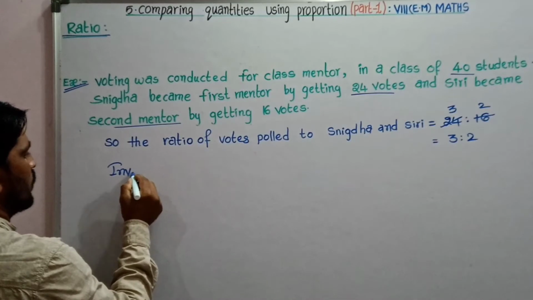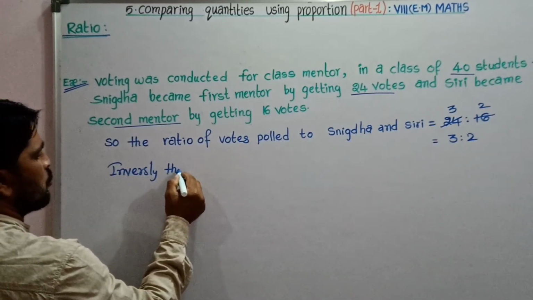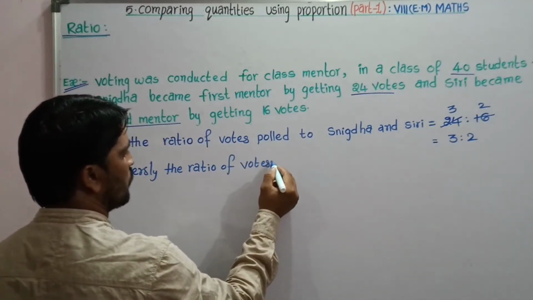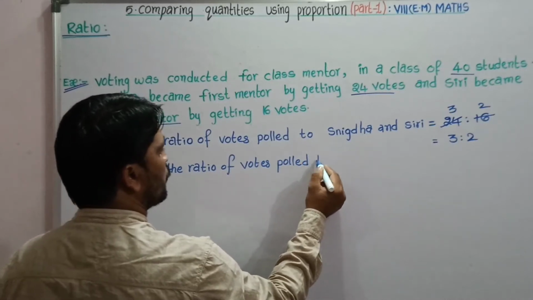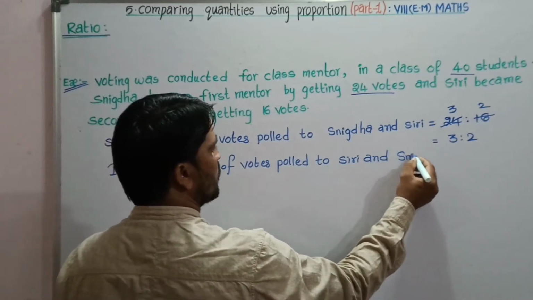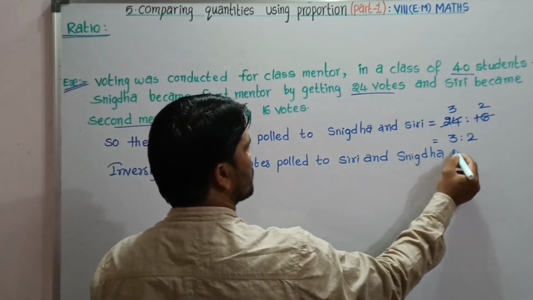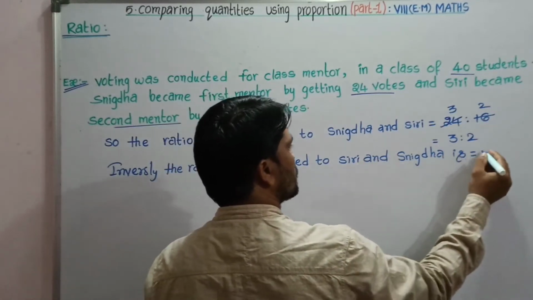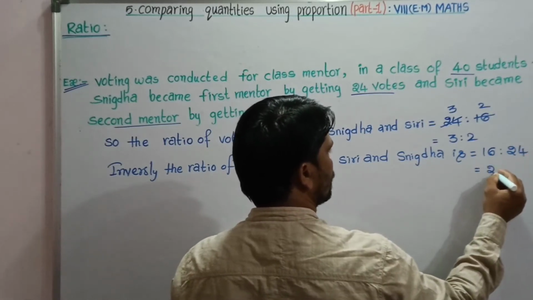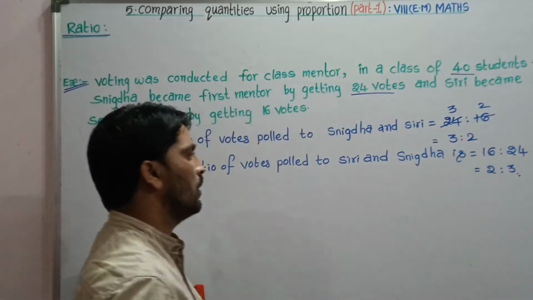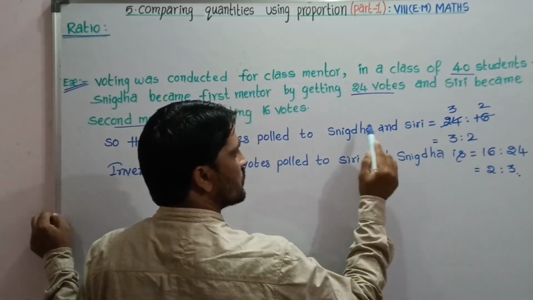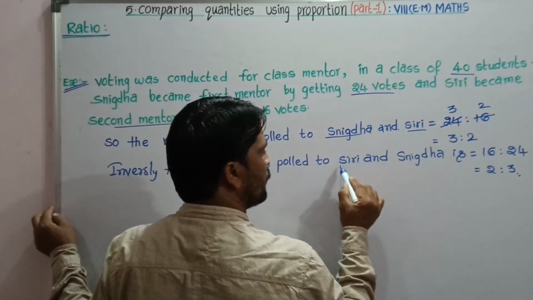Inversely, the ratio of votes polled to Siri and Snigdha is equal to: Siri got 16 votes whereas Snigdha got 24 votes, which is equal to 2:3. Yes, the ratio is the ordered comparison of two quantities. Ratio is ordered comparison of two quantities.